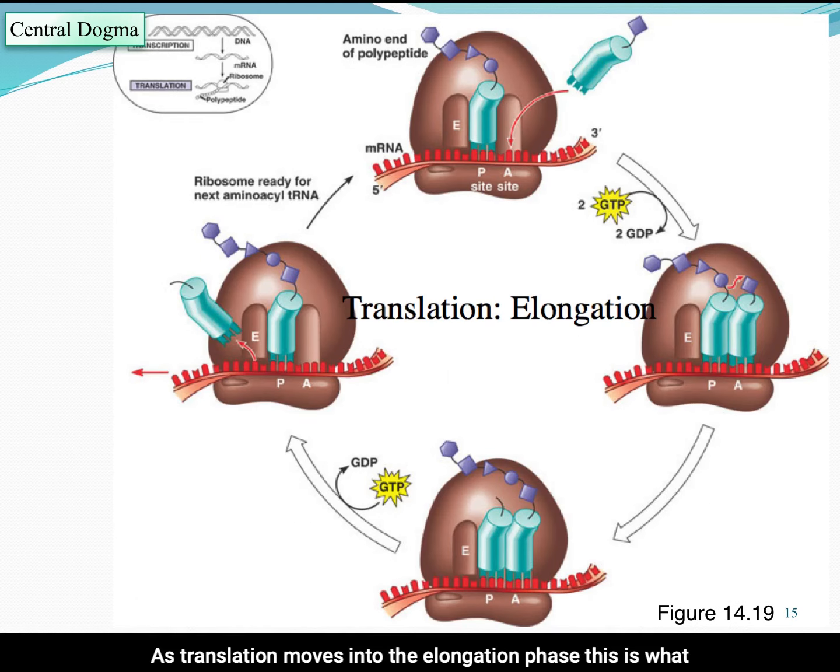As translation moves into the elongation phase, this is what occurs for the initiator tRNA. It moves from the acceptor site to the P site, so from the A to the P. Now the acceptor site is empty. The tRNA that matches the anticodon to the codon on the mRNA enters into the A site. This shoves the neighboring tRNA over to the P site.